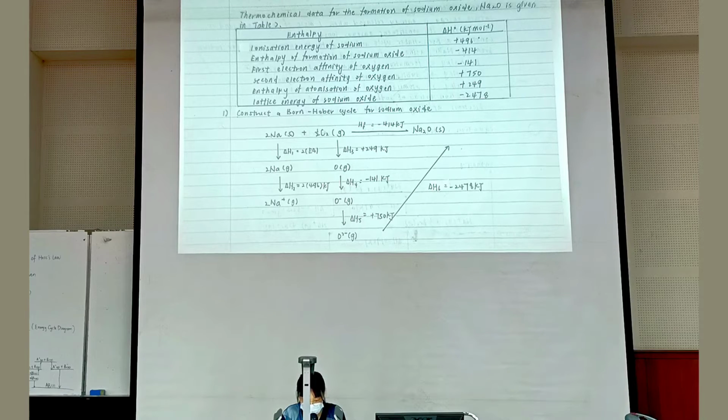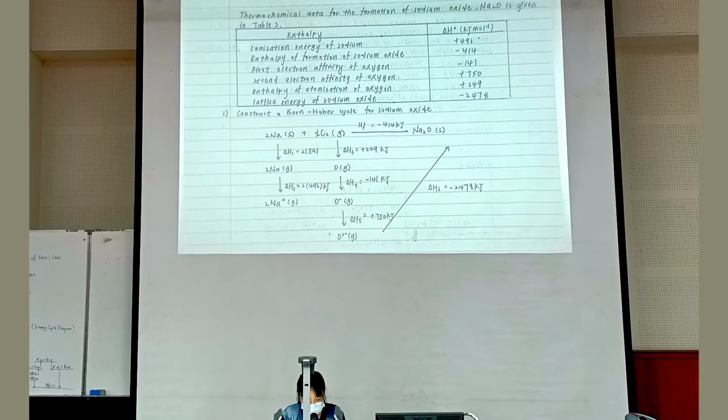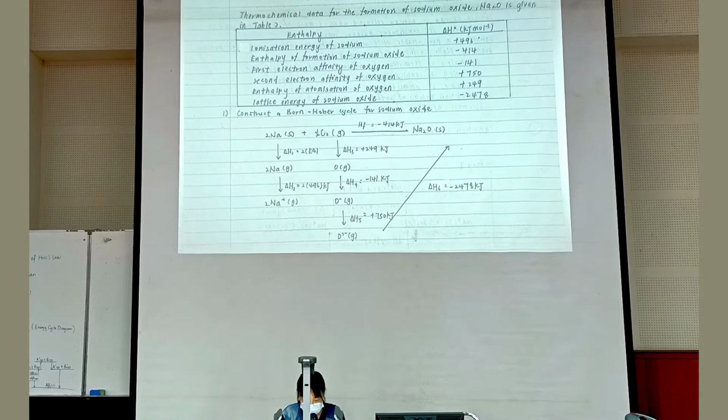So the value is 2 times 496. Then we look at the oxygens. We have to change the oxygen from gaseous molecule to atom. So we use the enthalpy of atomization of oxygen, and then the value is 249 kilojoule.